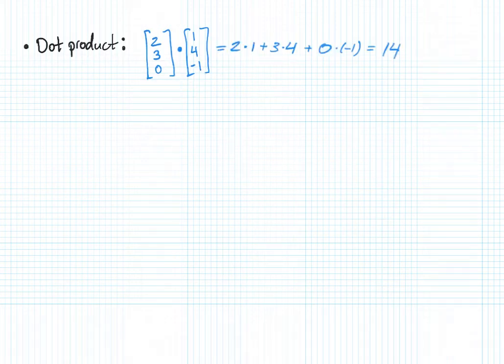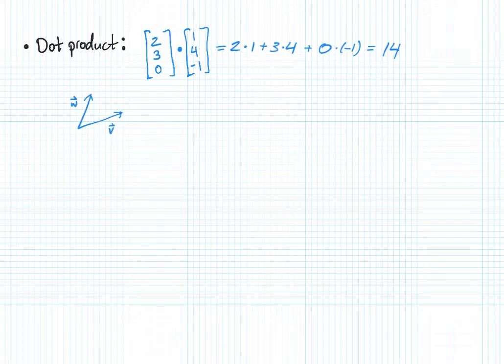So there is actually one more operation on vectors that's relevant for us right now, and that's called the dot product. If you have two vectors that are the same dimension, then you can take their dot product, and the dot product is a scalar. The way it works is that you multiply the respective entries in each vector and then add the results together. So in this example, you would have 2 times 1 plus 3 times 4 plus 0 times minus 1. And when you do all that, you get 14.